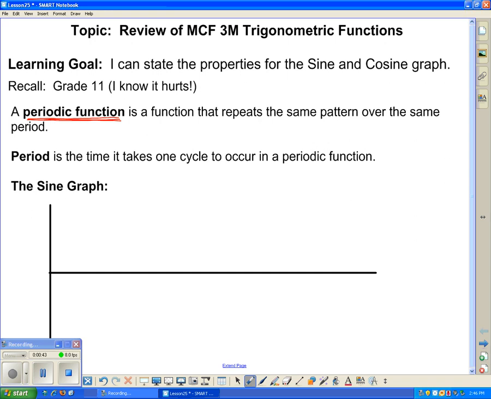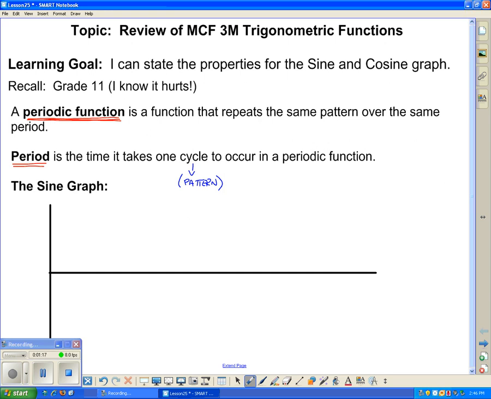A periodic function is a function that repeats the same pattern over the same period. All right, so the keys there: it repeats itself, same pattern, same period. Now, some of you are going, well, what the heck does period mean? Already anticipated. Period is the time it takes for one cycle (pattern) to occur in a periodic function. All right? So the sine graph.